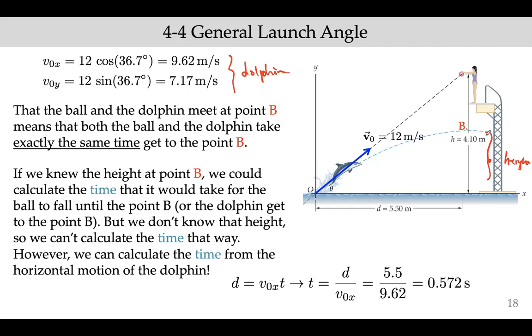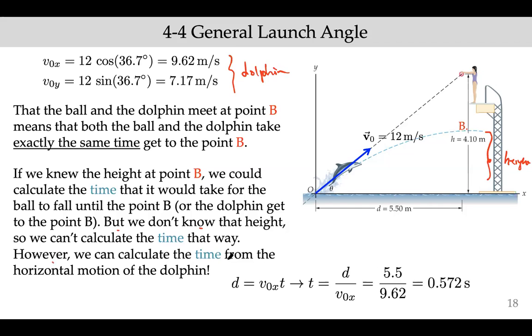If it was 2 meters, then the rest would be 2.1 meters. I could easily calculate the time for the ball to fall down 2.1 meters. So I could find the time. But that doesn't work here because I don't really know what this height is. I have to use some other way to solve this problem. We cannot calculate the time that way because we don't know the height of B.